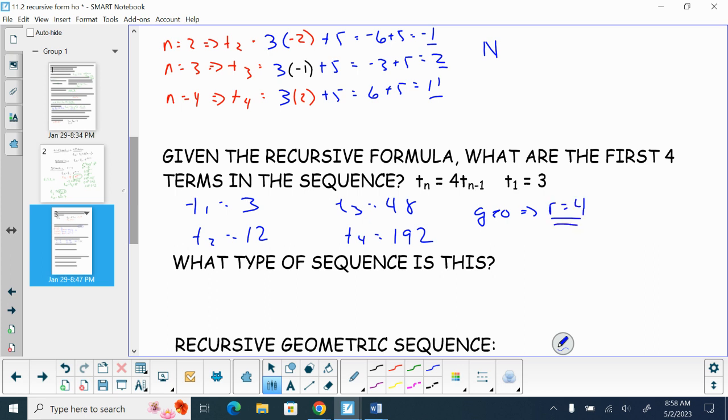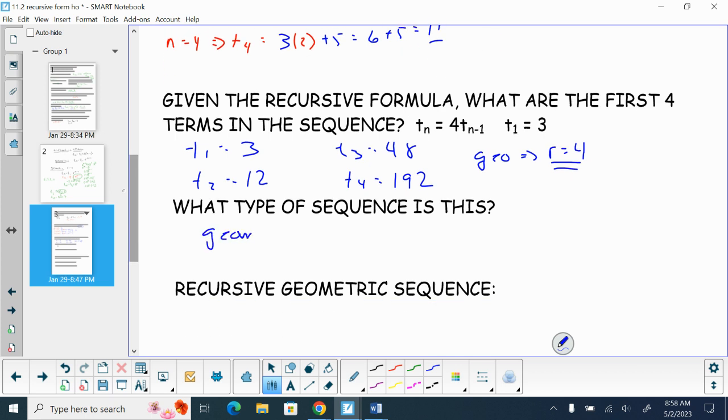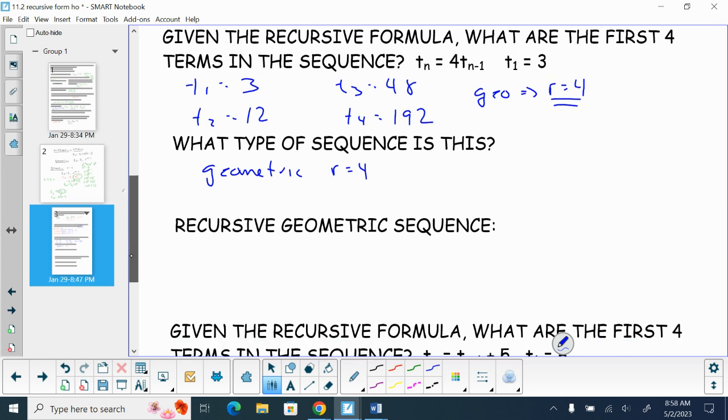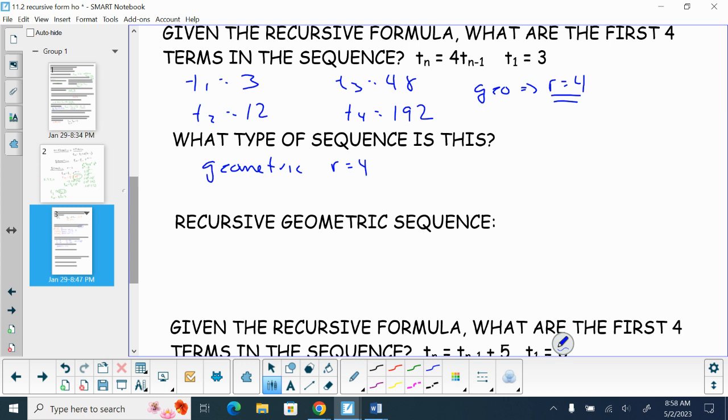Our ratio is a value of 4. So we have geometric, ratio is a value of 4. When you're dealing with a geometric sequence, and we're talking about a recursive formula, what this will fall into is this common ratio times T n minus 1. This value of 4 turns into a coefficient to the previous term.